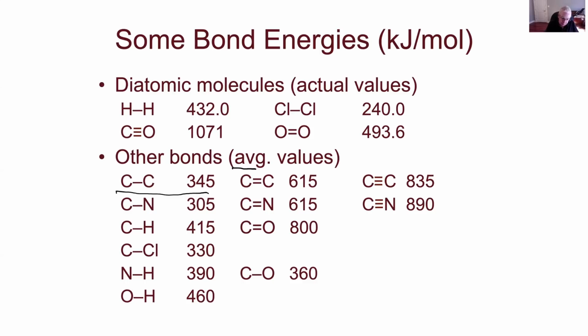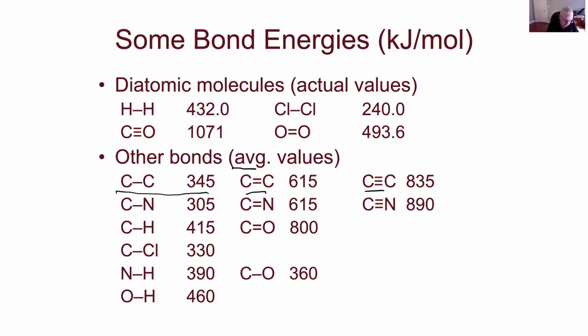Go across the row there, and I go from single bond to double bond to triple bond, and as I do that, the bonds get stronger. That means the bond energy goes up. It would cost more energy to break apart the double bond than the single bond, and the triple bond more so than the double bond.